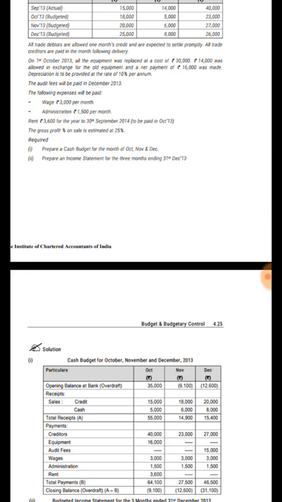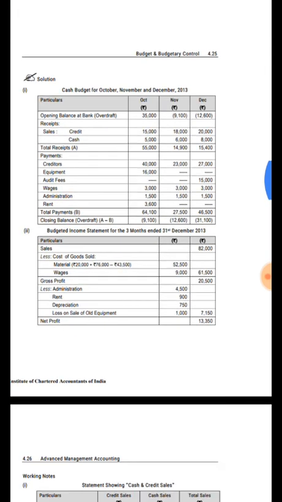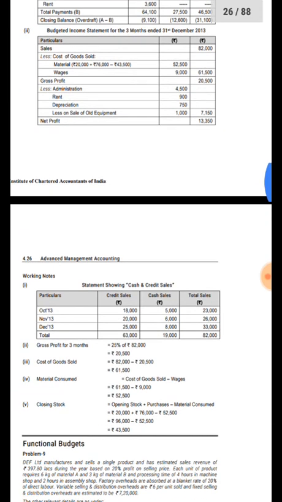Now we have to make the income statement for the 3 months ending 31st December. So let's start making sales. The sales we have to take, because when you are making income statement, there we have to take the cash as well as credit sale, both we have to consider for that month alone. That's why it is taken like this: October, November, December. So 82,000 is the total sales. So 82,000 taken.